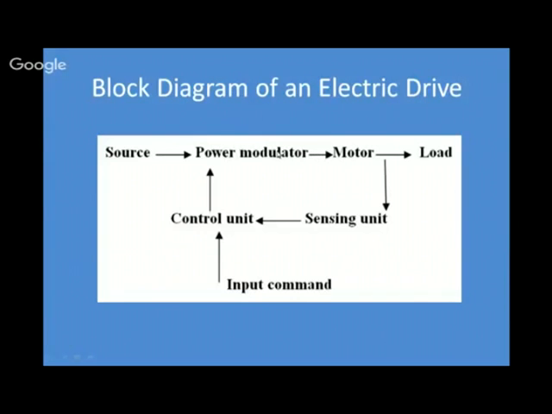So the power modulator can increase or decrease the speed of the motor depending on the requirement which is being fed to the control unit of this drive. Here we have a sensing unit which is used to sense the torque produced as well as the speed of the motor. This is being fed to the control unit. We have an input command here, so we can in real time control the speed of the motor.